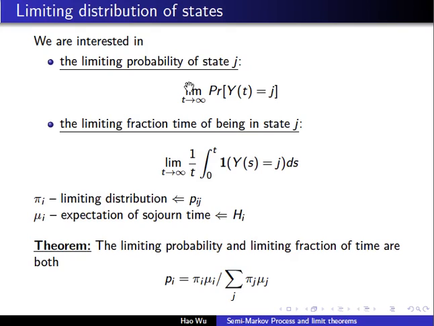To calculate these two limits, we first have to calculate pi I, the limiting distribution of the discrete time Markov chain. It can be calculated from this Pij, the transition matrix for that DTMC. Another is the expectation of sojourn time, which can be calculated from the sojourn time distribution Hi. Then there is a theorem stating that the limiting probability and limiting fraction of time can both be given by this Pi defined here.